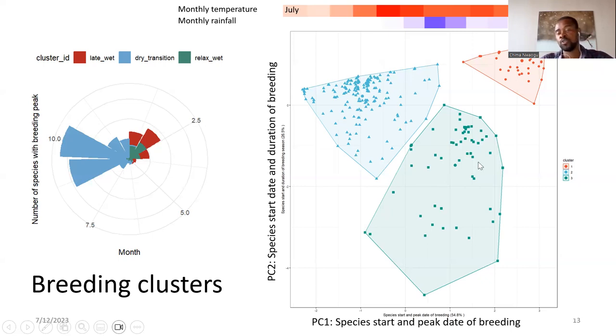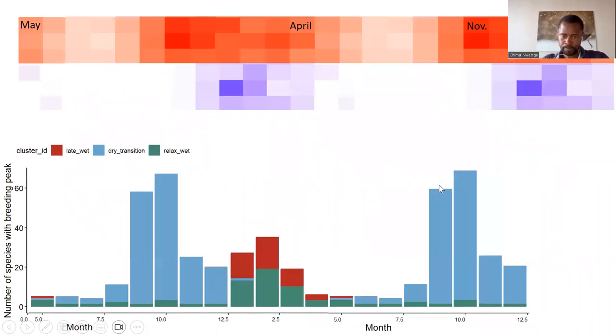So if you try to do a brief summary of breeding seasons for this entire breeding assemblage, you can see that there are three groups of species: those breeding at the end of the wet season, those breeding at the beginning of the wet season and the end of the dry season, and those who are a bit more flexible with a long breeding duration and are capable of breeding at different parts of the year, although not for every species, but for the entire group of species in the cluster.